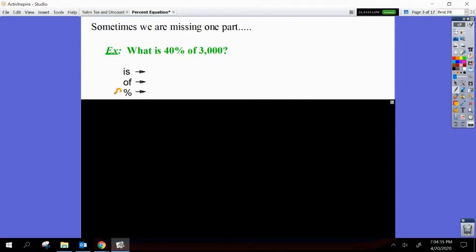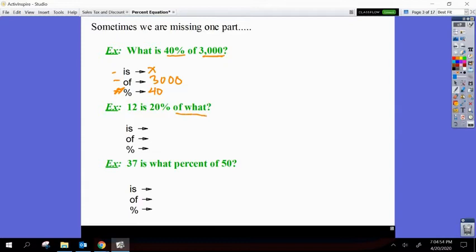Again, the percent is the easy one to figure out. We should do that first. 40 is my percent. Now I have 3,000. Is 3,000 my is or is 3,000 my of? In this case, it is my of. So what is the is? We don't know yet. We put a variable in that spot. We'll figure it out. Here are some examples where we're missing the of, and sometimes we're missing the percent. So in this case, the of is the variable. In this case, the percent is a variable. I'll use a different letter this time.